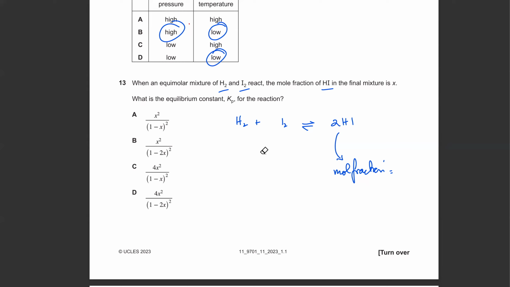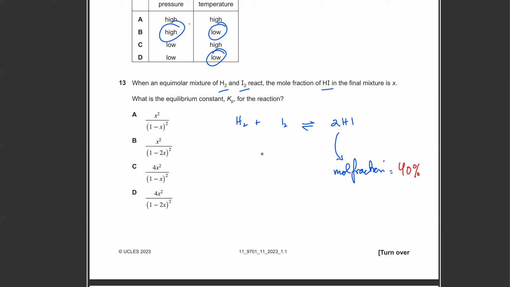Mole fraction is the percentage. Mole fraction is the fractional percentage of a gas present at equilibrium, right? Do you understand that part? Yes. So let's give it a percentage. Like this is 40%, right? Mole fraction would be 0.4. Mole fraction 0.4 means that 40% of the gas present at equilibrium is HI. Is that clear? Yes.